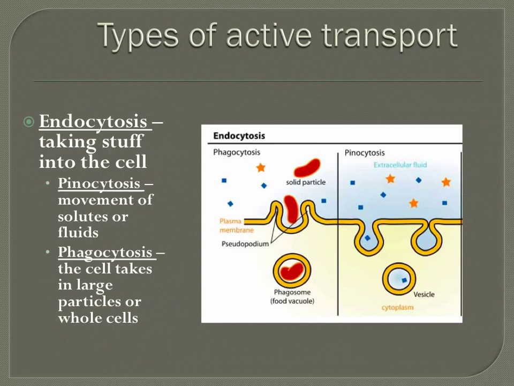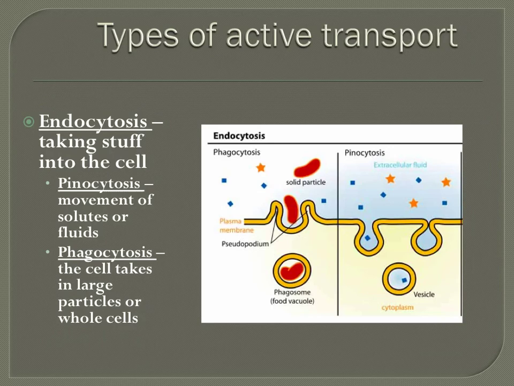Just like there are many types of passive transport, there are numerous forms of active transport. One of the main classifications of active transport is called endocytosis. The prefix endo means to go into, and cyto refers to the cytoplasm. Putting the two words together, this is the type of active transport by which materials are moved into the cell. There are two different forms of endocytosis, which are pinocytosis and phagocytosis.